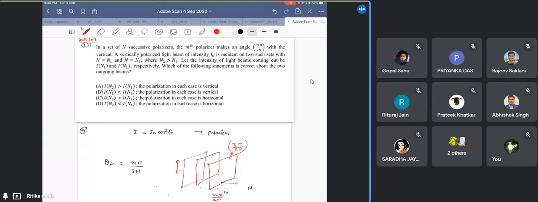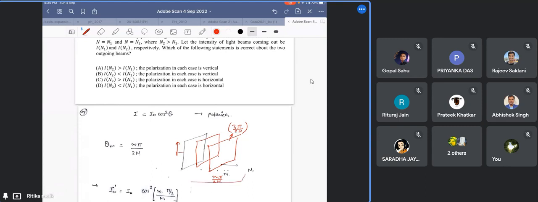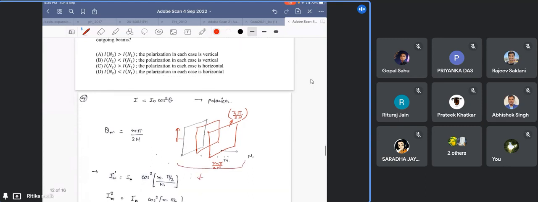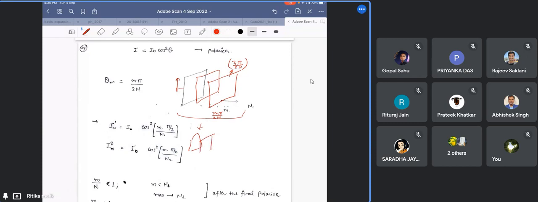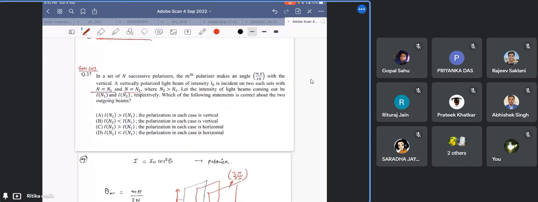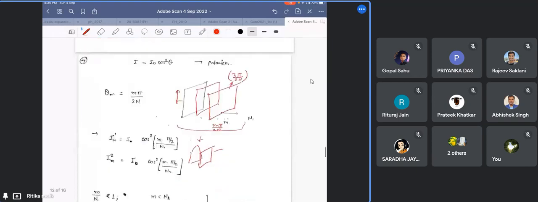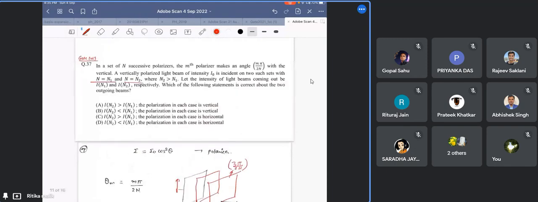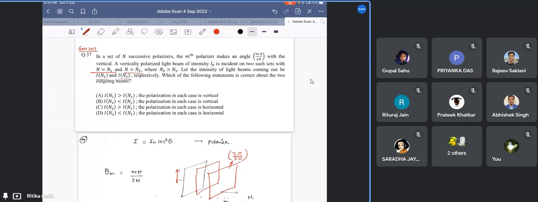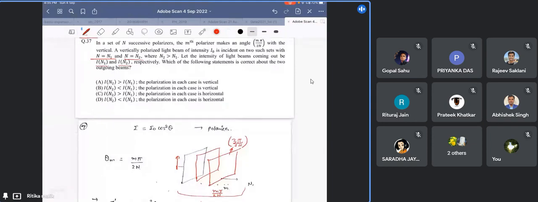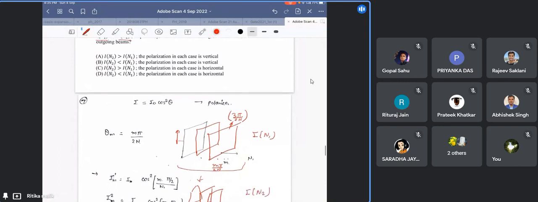A vertically polarized light beam of intensity I naught is incident on two such sets. We have two sets similar to this one, and they differ in the number of polarizers. One has N1 and the other has N2, where N2 is greater than N1. That means the second set has more polarizers than the first set. Let the intensity of the light beam coming out after the first set be I_N1, and after the second set I_N2. We have to find which of the options is correct.